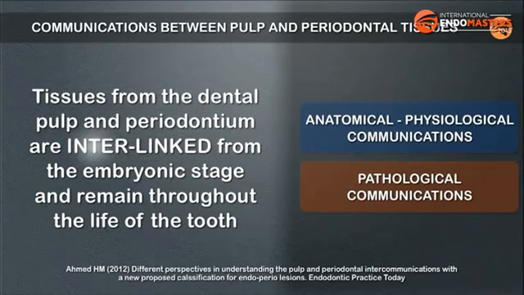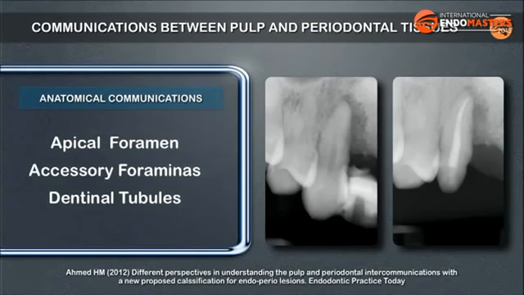Communications between the dental pulp and the periodontal tissues can be divided into two main categories: anatomical physiological communications and pathological communications. Three are the anatomical communications between the pulp and the periodontium. First, the apical foramen, which is the principal and most direct route of communication between the pulp and the periodontium. It is the principal two-way window by which the two pathologies may spread.